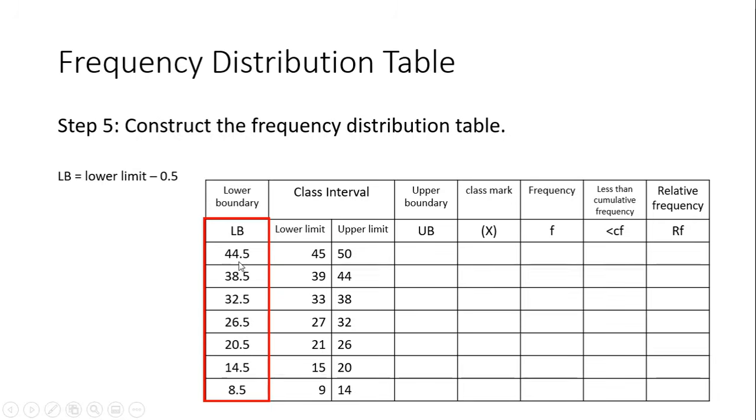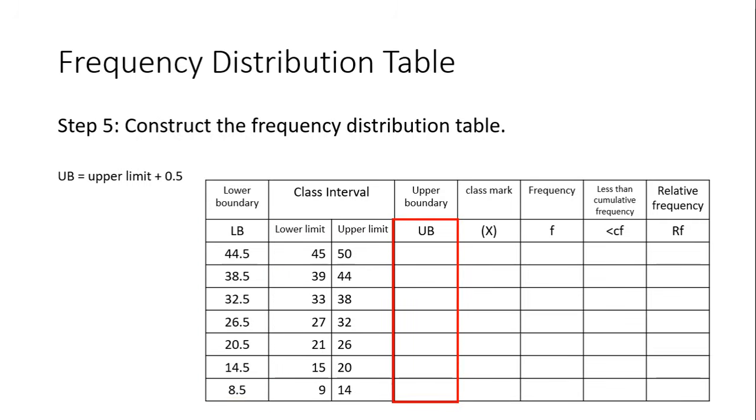And so forth. Okay, or if you want to simplify your lives, you can just follow this formula. You have lower limit, you subtract 0.5, you will get its lower boundary. Lower limit minus 0.5, lower boundary. Okay?